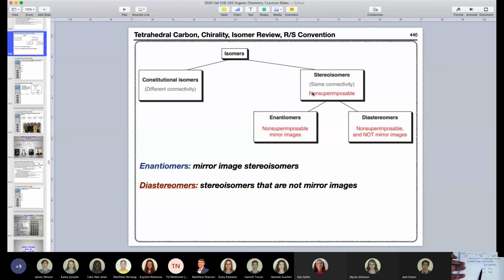So now what is the relationship between R and S? So again, these are enantiomers. So RR and RS are diastereomers. So what does a diastereomer mean? Diastereomer means one of the chirality centers stays the same, one of them changes.